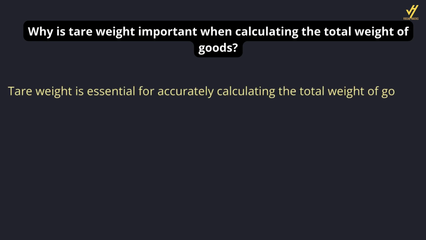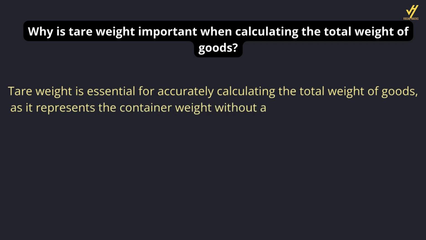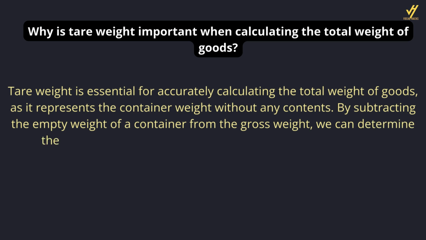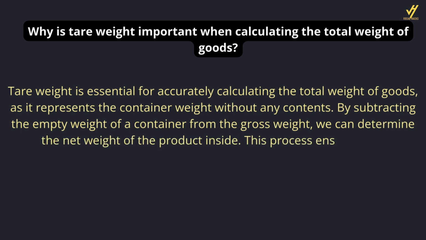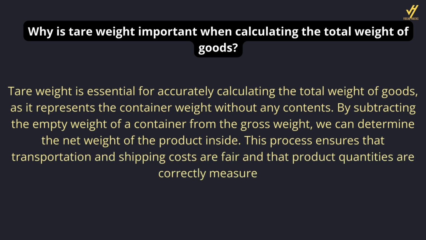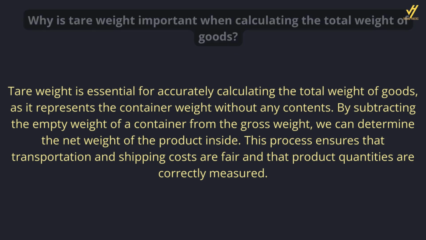Tare weight is essential for accurately calculating the total weight of goods, as it represents the container weight without any contents. By subtracting the empty weight of a container from the gross weight, we can determine the net weight of the product inside. This process ensures that transportation and shipping costs are fair and that product quantities are correctly measured.